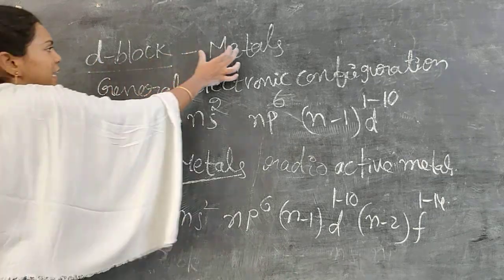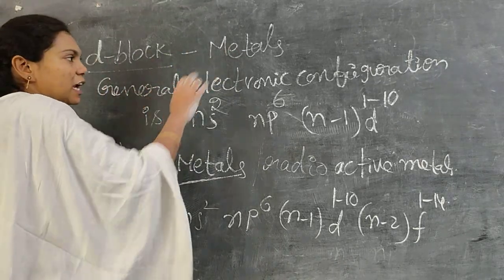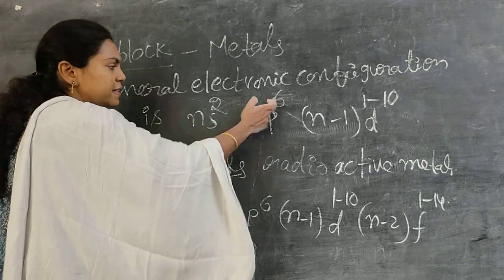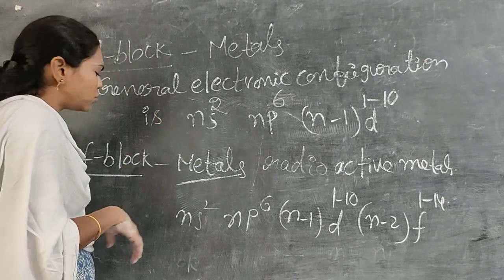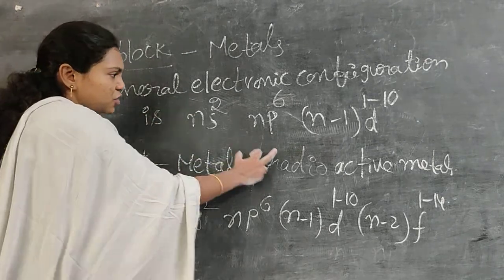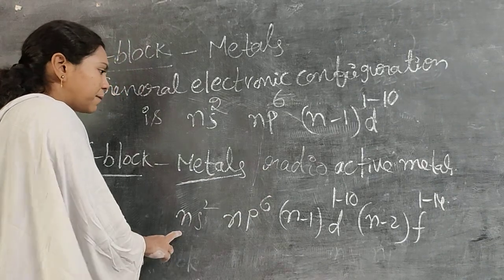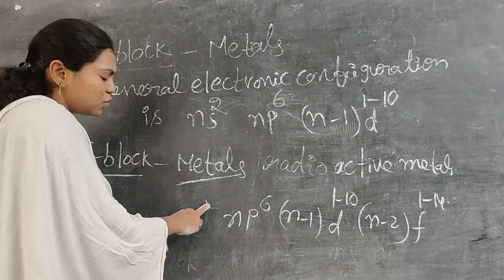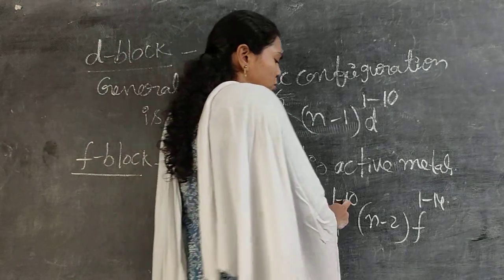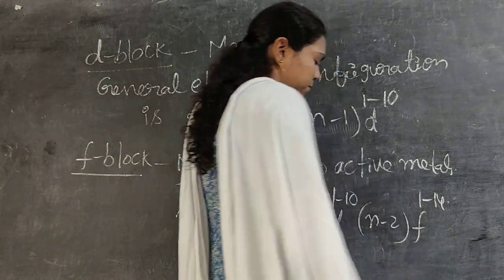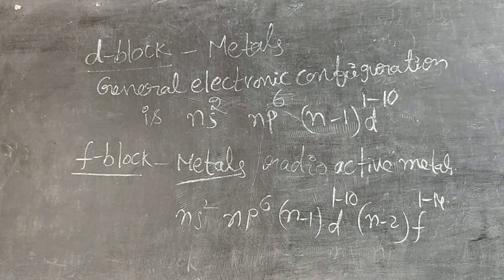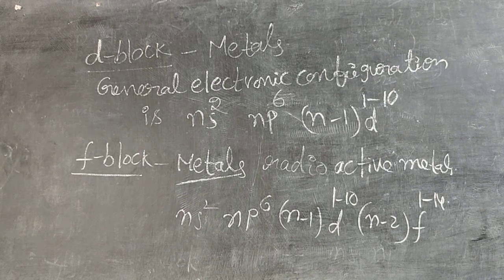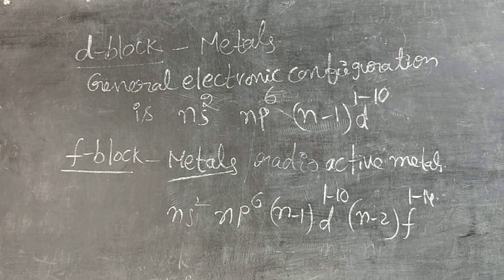D block is nothing but all metals only. The general electronic configuration is Ns2 Np6. After completion of s and p, the electrons enter the d, (n-1)d1 to 10. F block elements are all metals which have the radioactive property. The general electronic configuration is Ns2 Np6 (n-1)d1 to 10 (n-2)f1 to 14. This is how the elements are divided into metals, non-metals, metalloids and placed into different groups. This is the concept of today's video.